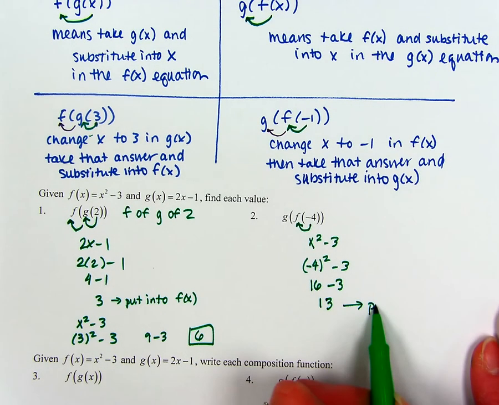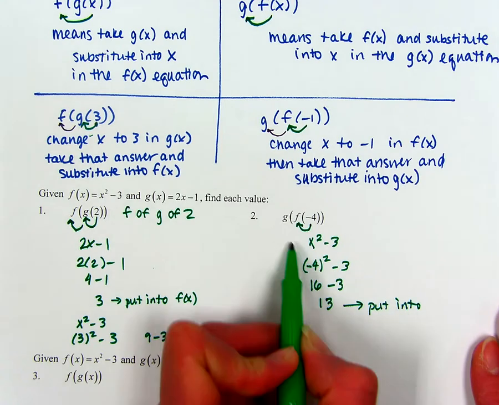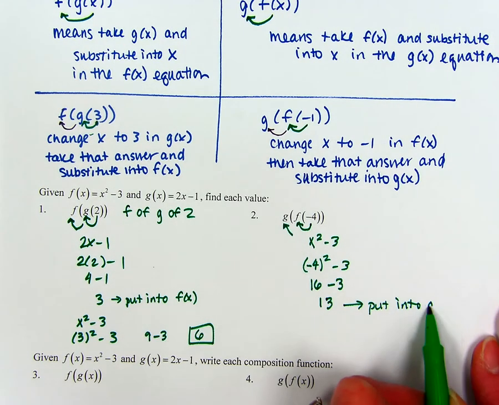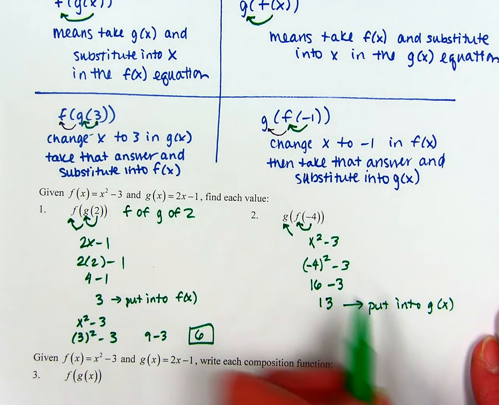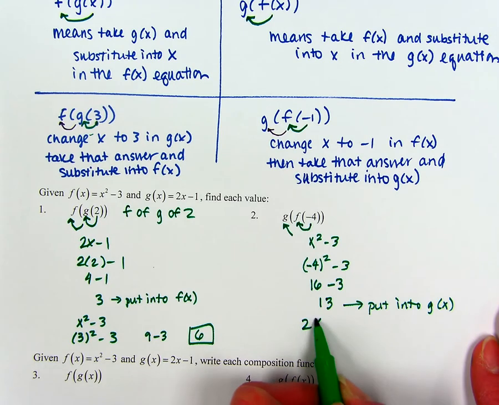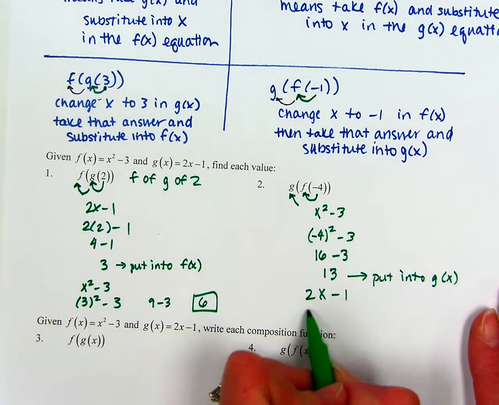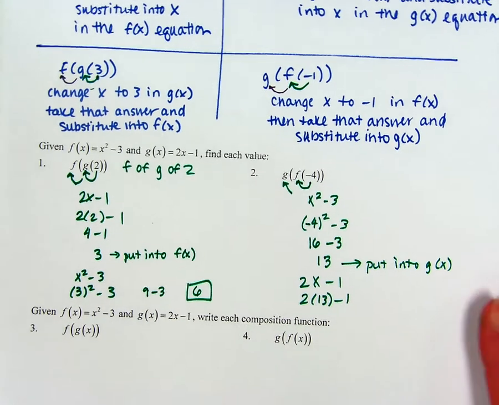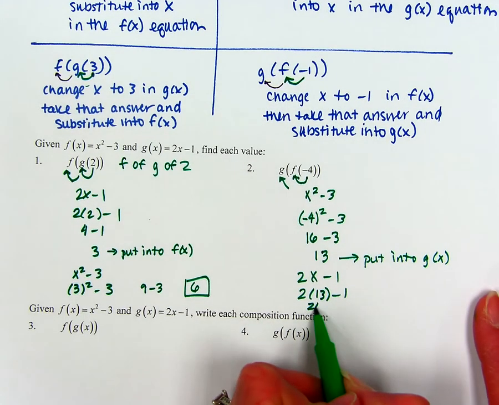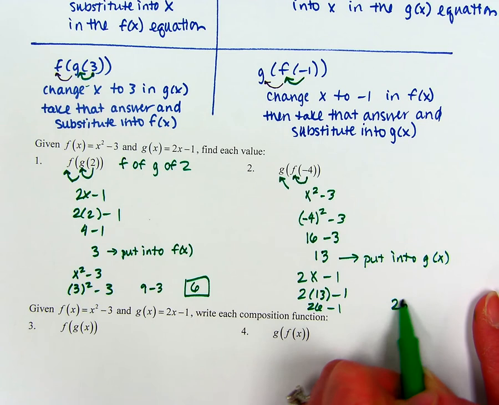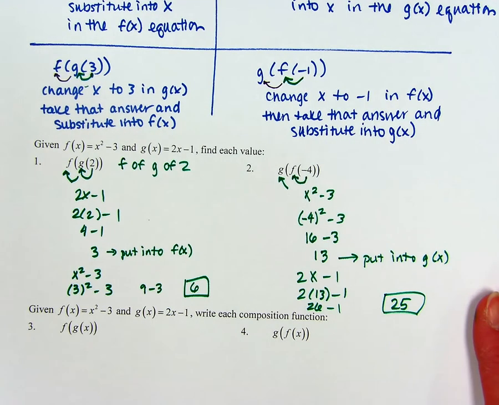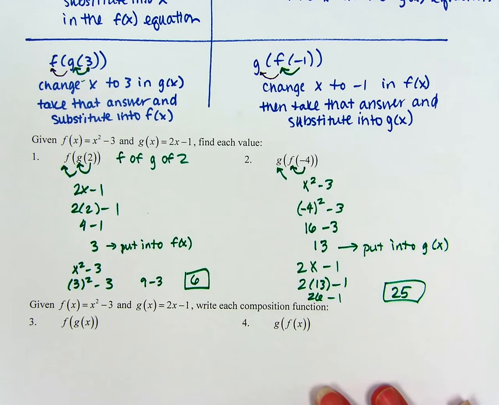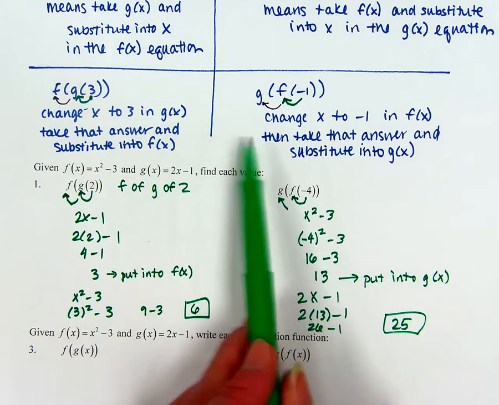Now we need to put this into that equation, g of x. Okay, so where's g of x? G of x is 2x minus 1. And instead of x, we're replacing with the answer we just found. So 2 times 13 is 26, and 26 minus 1 is 25. So your final answer is 25. Okay, so hopefully these explanations help you.